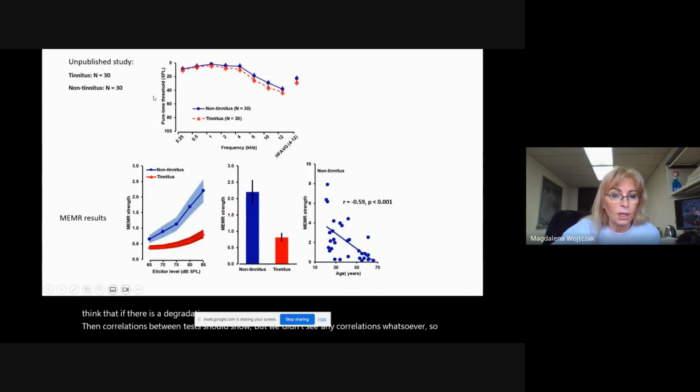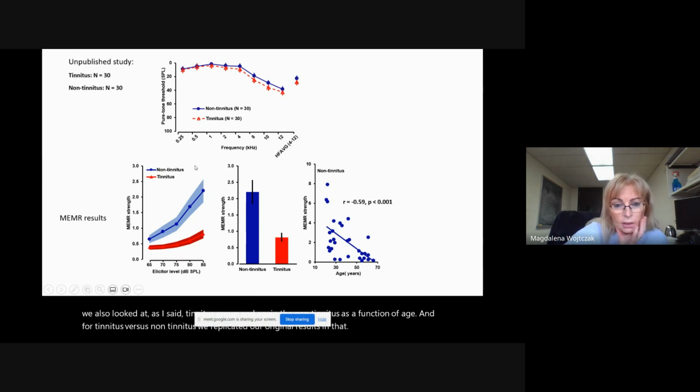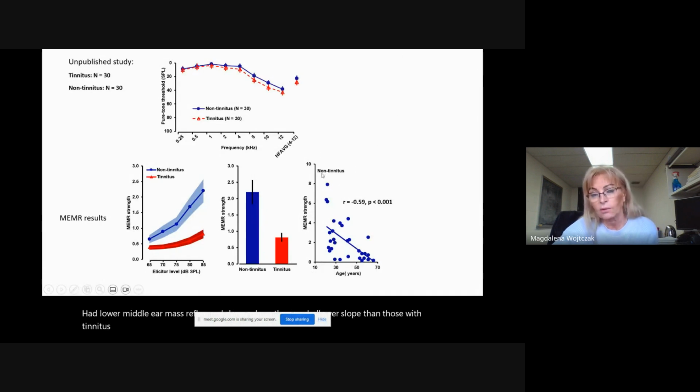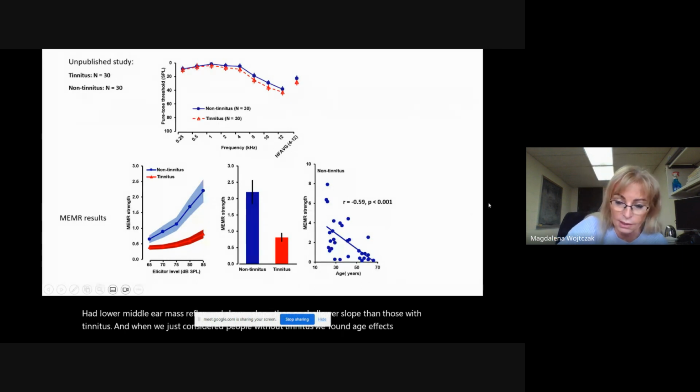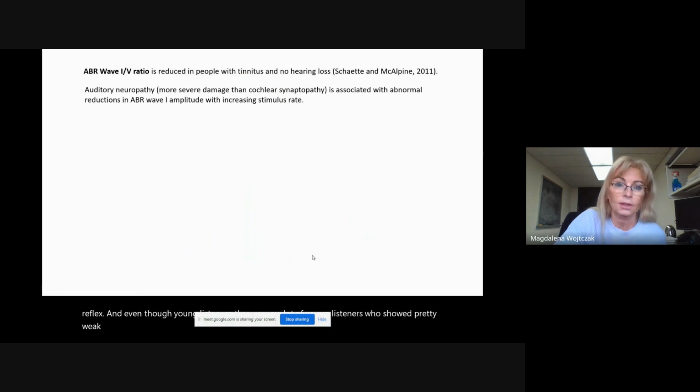We also looked at the tinnitus group and the non-tinnitus group as a function of age. For tinnitus versus non-tinnitus, we replicated our original results in that people with tinnitus had lower middle ear muscle reflex and a shallower slope than those without tinnitus. And when we considered only people without tinnitus, we found age effects on middle ear muscle reflex, even though a lot of young listeners showed pretty weak middle ear muscle reflex.